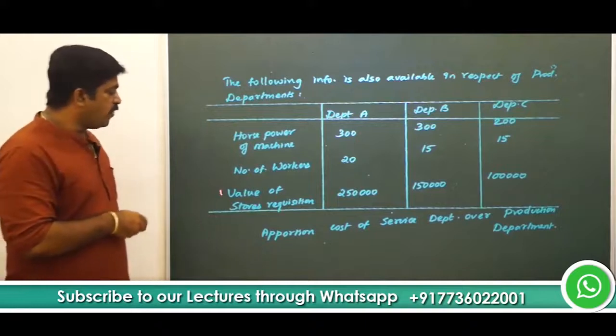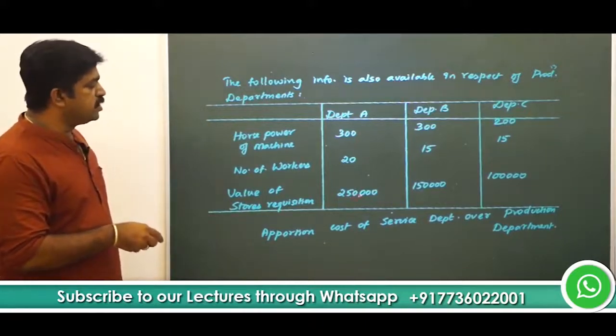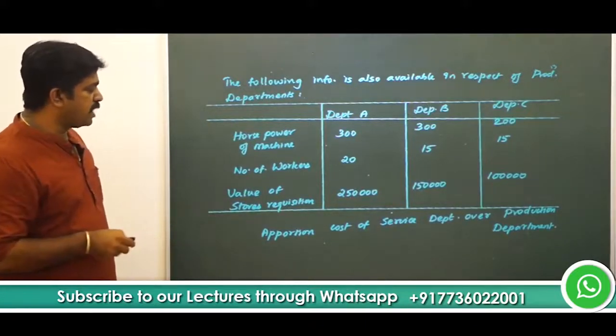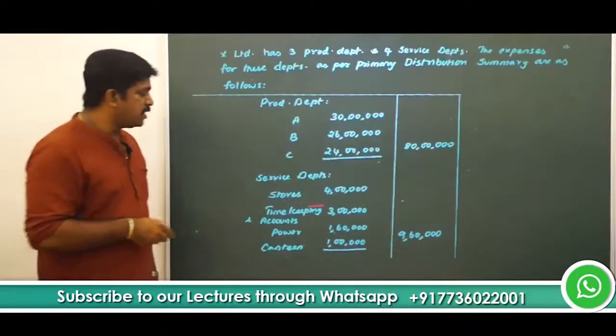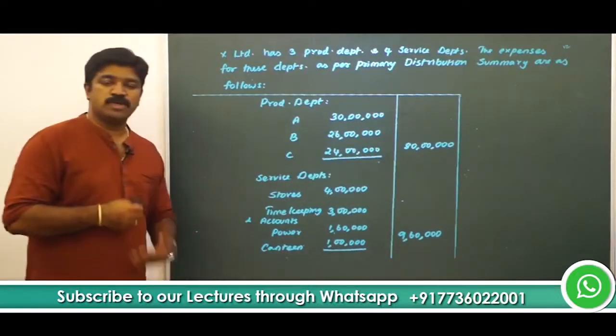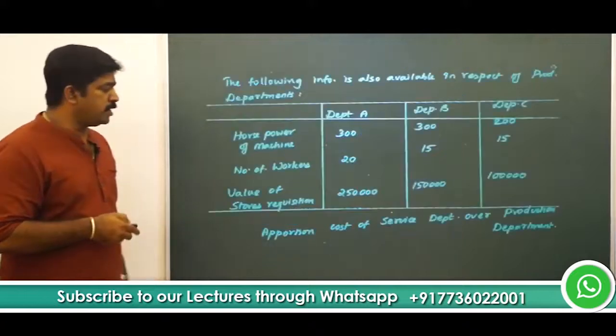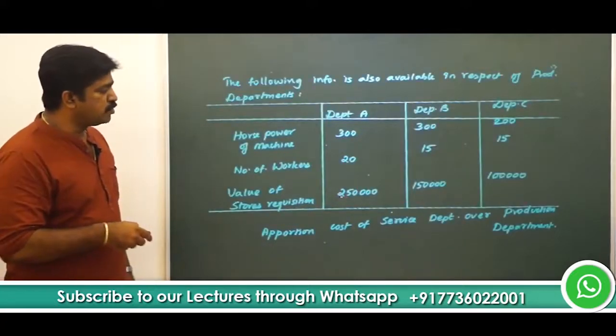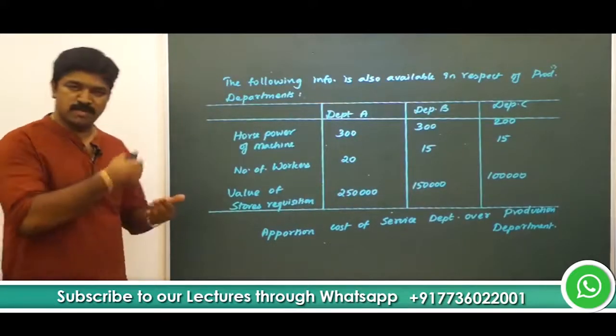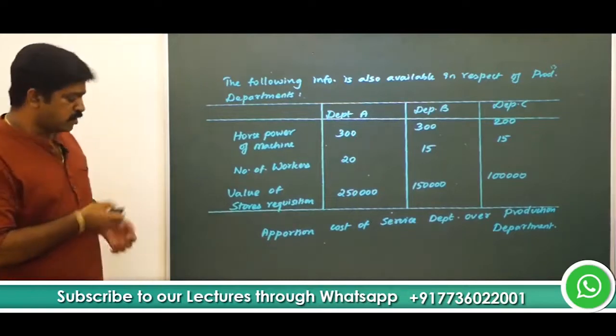Then we have value of stores requisition 2,50,000, 1,50,000, 1 lakh, and that can be related with the stores. Stores amount is 4 lakh, so that can be apportioned in this ratio 25:15:10, which can be further reduced. Okay, so let's have that now.